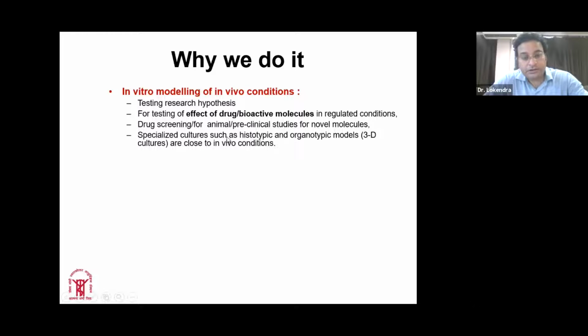For example, if you want to measure the effect of any drug or bioactive molecules in a regulated condition, you can use these cell-based systems. It can also be used for drug screening before going to the animal or preclinical studies for analyzing the effect of various novel bioactive molecules. And since these cell cultures can also be scaled up or can give you a feeling of in vivo system, now they are more specialized to be grown as histotypic or organotypic culture, which is very close to the organ or system. That can give you an idea how the cells are behaving in culture, and what you can expect if you introduce them to an in vivo system.